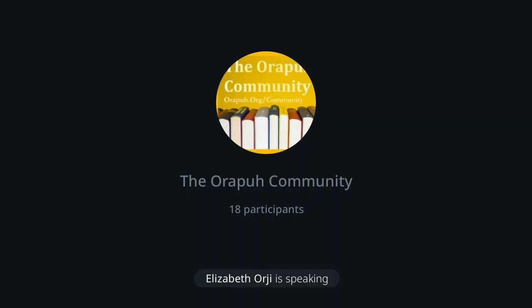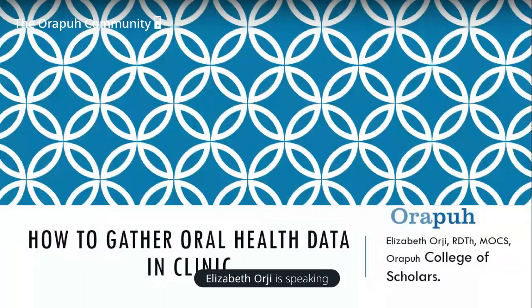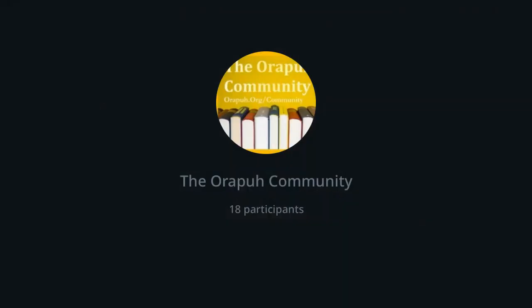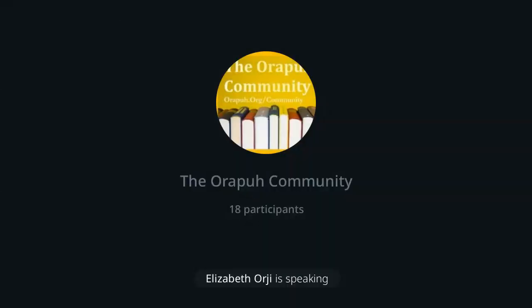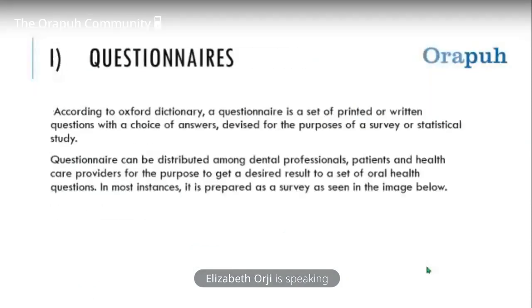On the slide, you realize that I outlined 4 materials and methods, which are questionnaires, use of mobile applications, use of patient folder, and also artificial intelligence. So the first topic I mentioned is questionnaire. A questionnaire is just a set of printed or written questions with a choice of answers, especially for the purpose of survey and statistical studies. Most times we print these out and distribute them among professionals, amongst laymen on the streets, even to our patients, just for the sole purpose of gathering data.